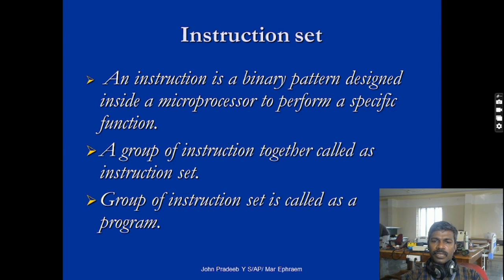Next, a group of instructions together is called an instruction set. Instructions with work similarity are grouped. Work similarity means, for example, when data is transferred from one place to another, there is a data transfer concept available. Concept-wise the instructions are grouped together and that group is named an instruction set.